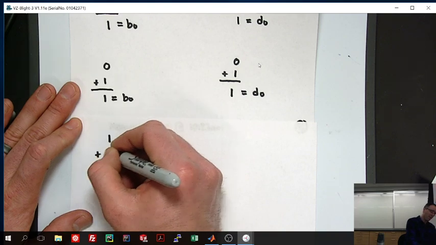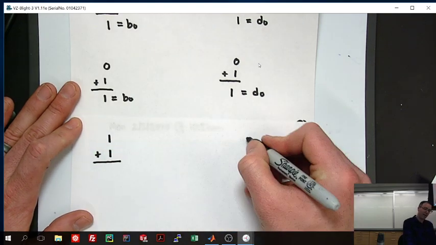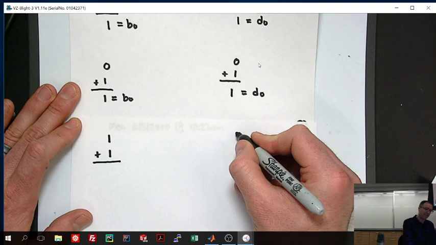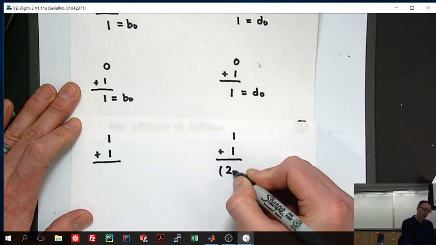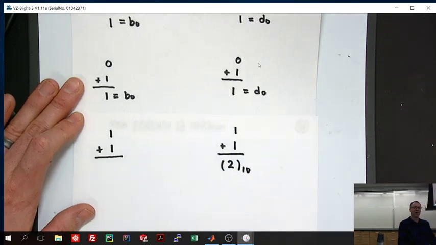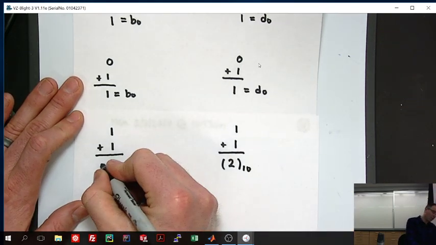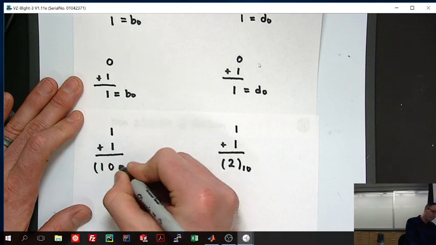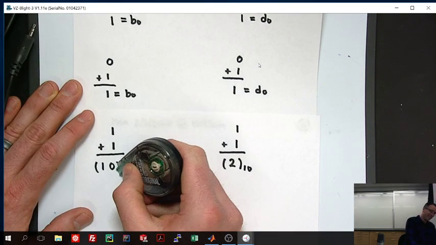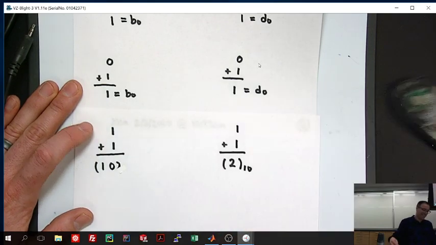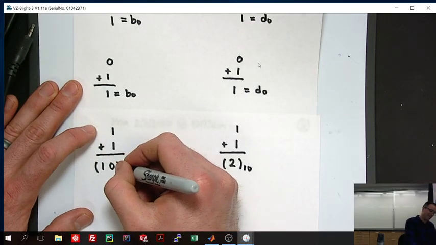1 plus 1, well, answer that question for me in decimal. What is 1 plus 1 in decimal? 2. What is 2 in binary? 1, 0. Uh-oh. New notation. Yeah. The second parenthesis becomes a 2.